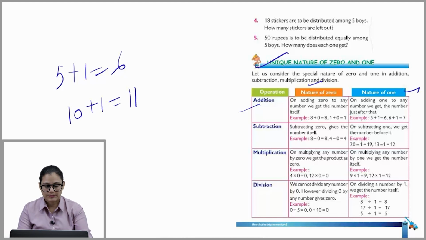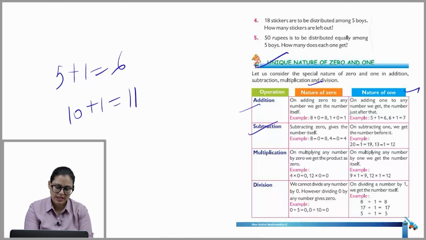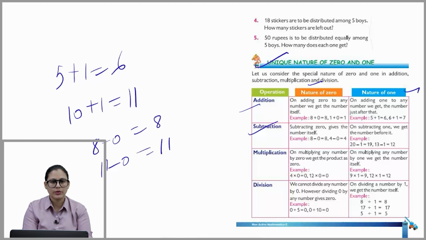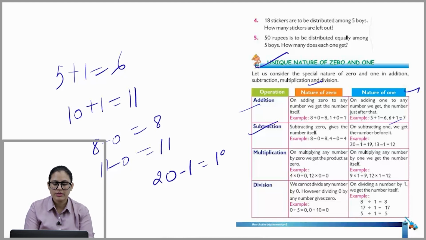Okay. Subtraction. Nature of 0. Subtracting 0 gives the number itself. Example, 8 minus 0 is 8. 11 minus 0 is 11. Okay. And on subtracting 1, we get the number before it. For example, if you minus 1 from 20, we'll get the number just before. Just before what? Just before 20, that is 19.